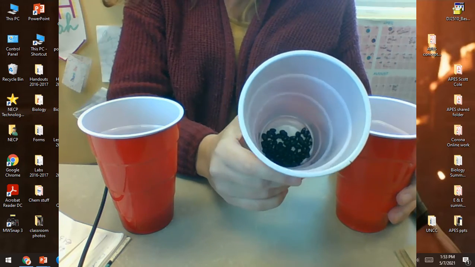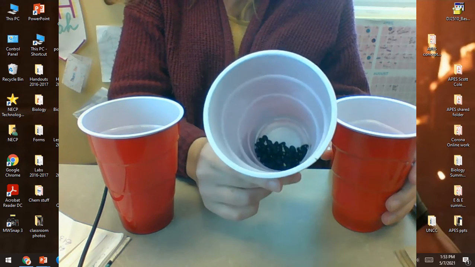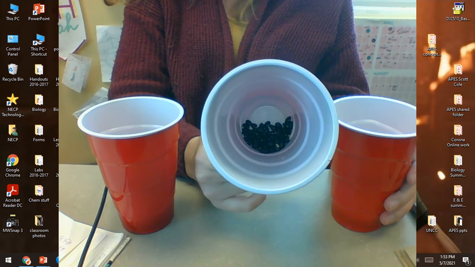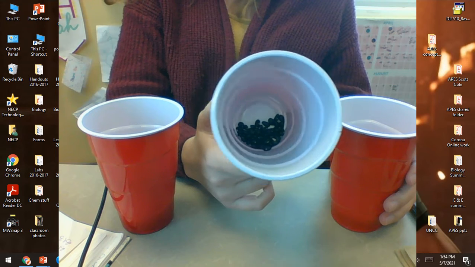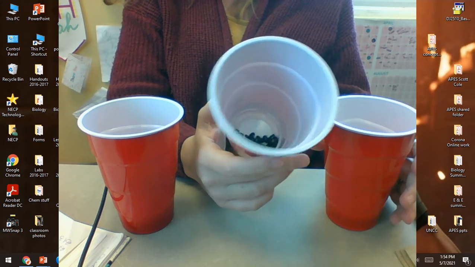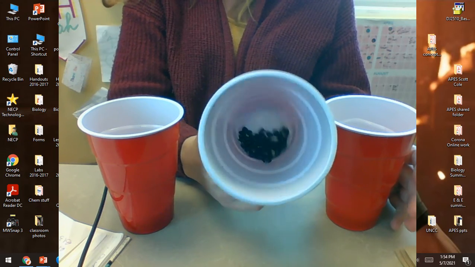One cup that right now I have only filled with black beans. I have 50 black beans in there. I know it might look like there's some white beans, but that's just part of the bean itself. I have 50 black beans in here. This is my organism. The 50 black beans represent the energy inside of the creature. You can think of it as energy.